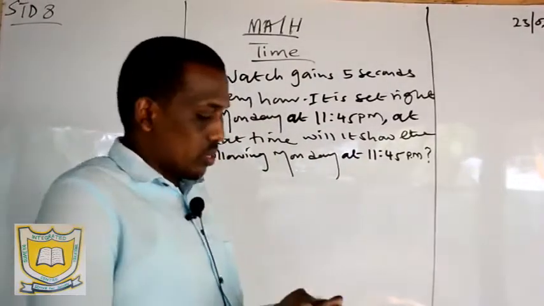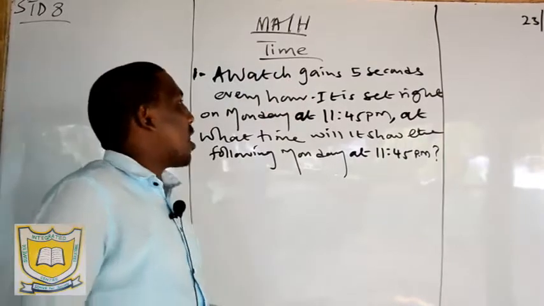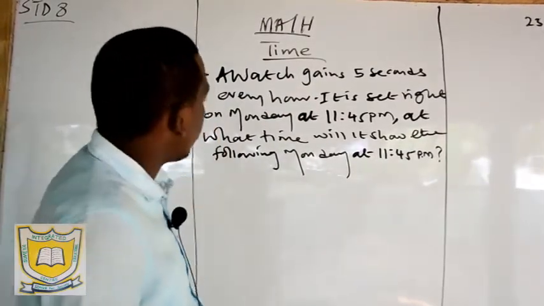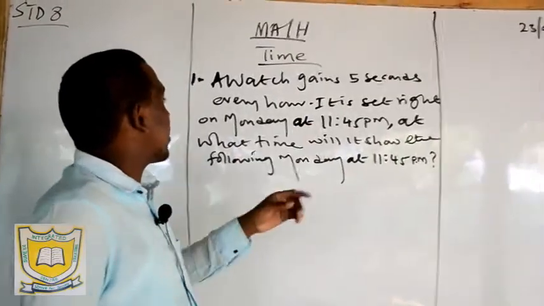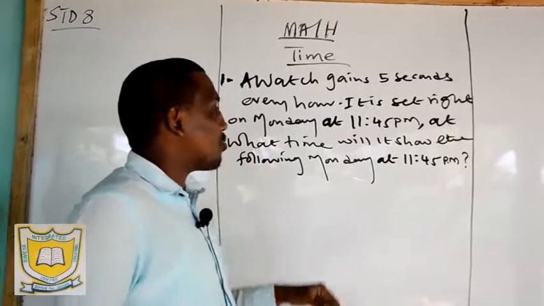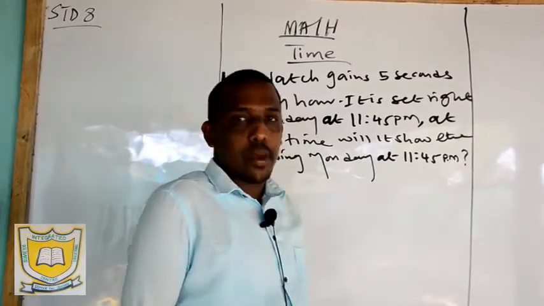Here there's a question which is also common in examinations. Here you are told a watch gains 5 seconds every hour. It is set right on Monday 11:45 p.m. At what time will it show the following Monday at 11:45 p.m.?